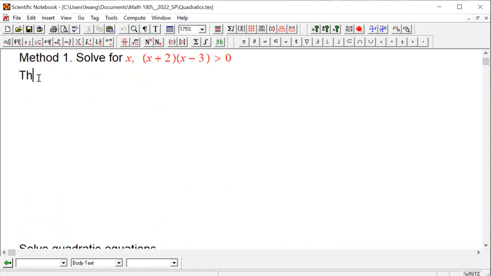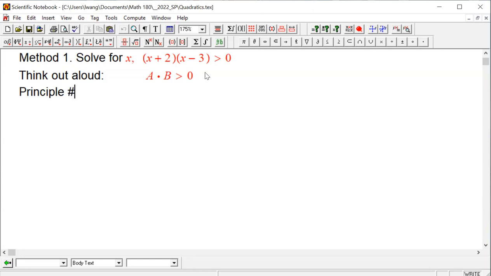So I'm going to put in a think-aloud part. We treat it as two numbers, one number A and the other number B, and we want the product to be positive. And of course, A is x plus 2 and B is x minus 3. So we have an inequality at hand. And we also know principle number 6, right? What is principle number 6?